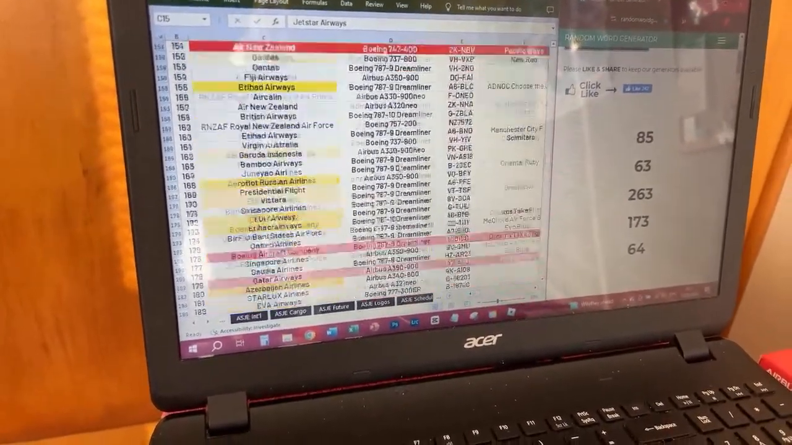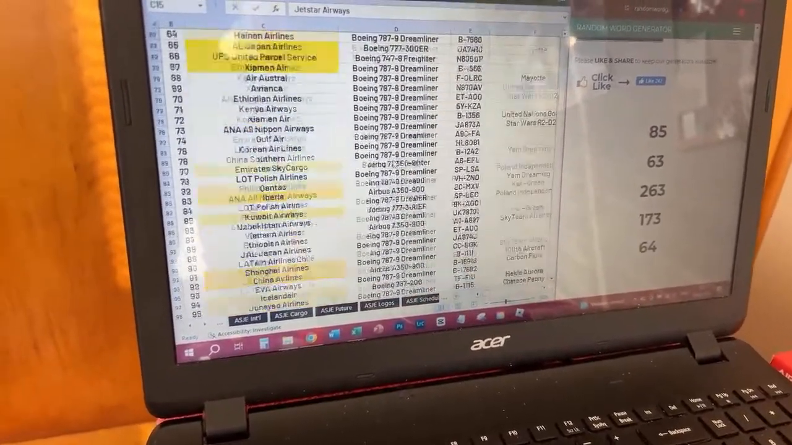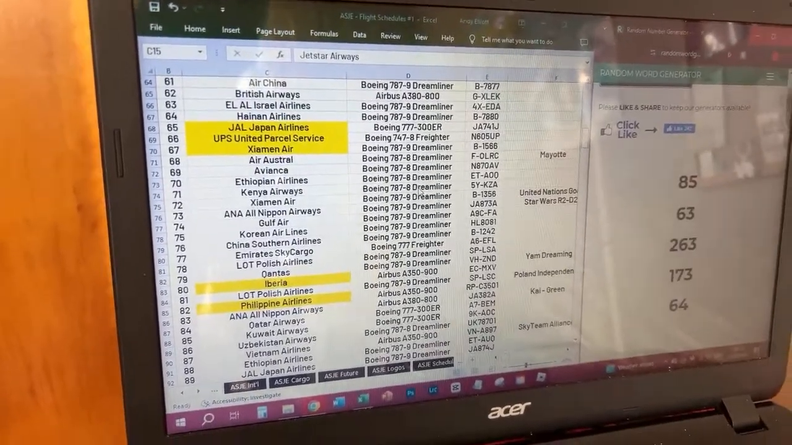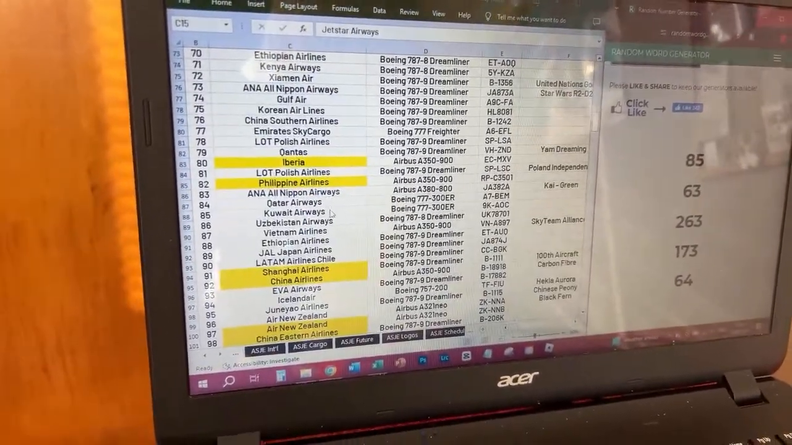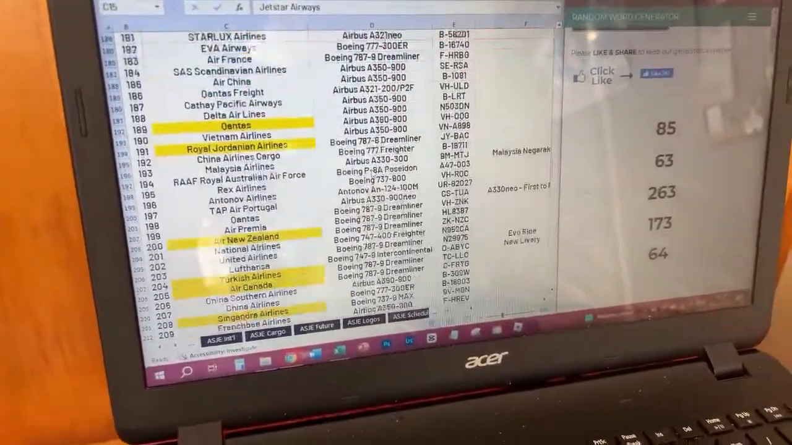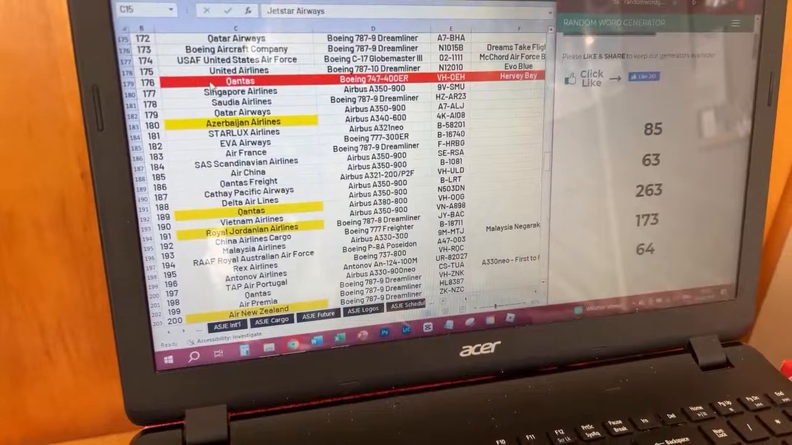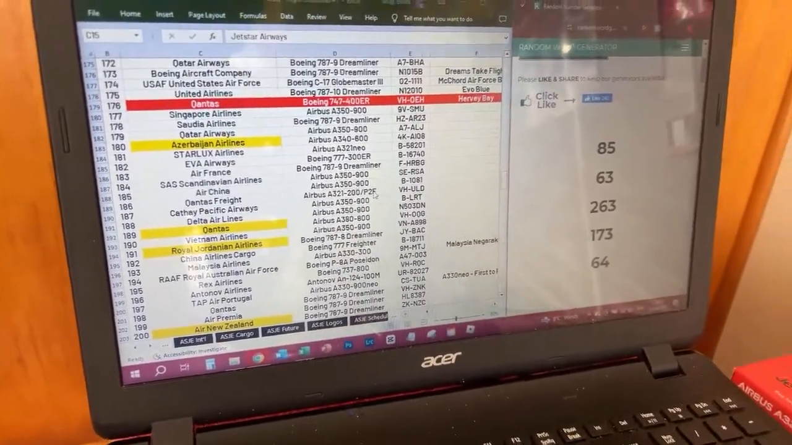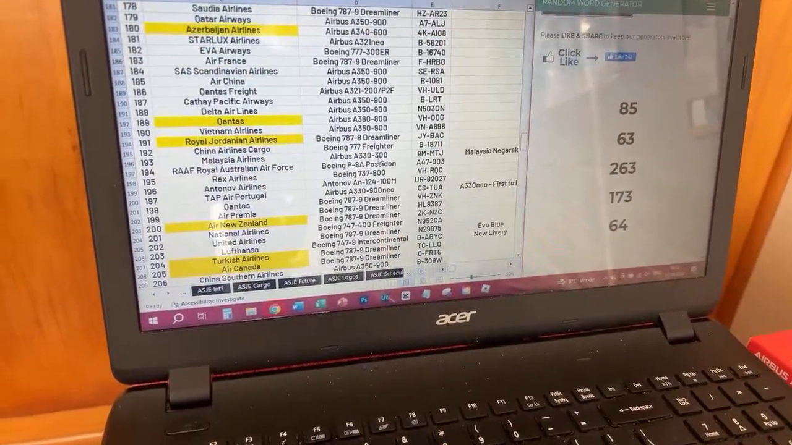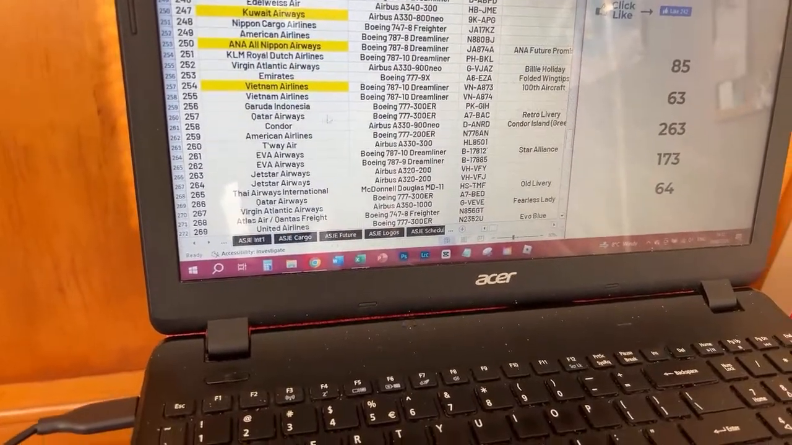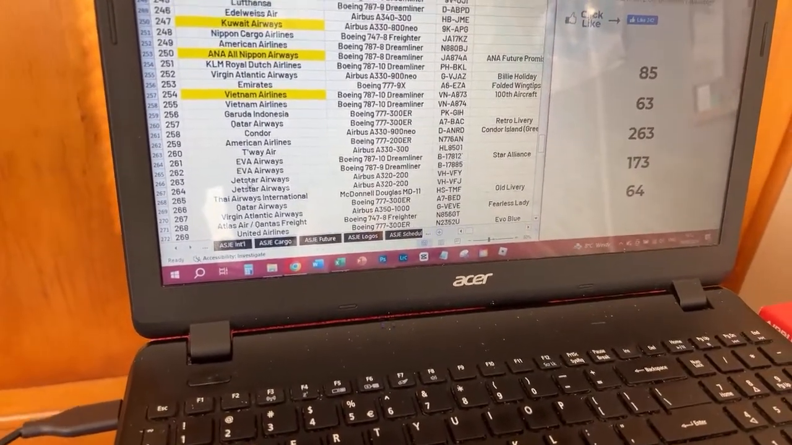So 85, 63 and 64 is while I'm up here. So 63, 64 and 85. Okay. 173 and 263. 173 is the house livery. This is the Dreams Take Flight livery. And 263, which is already out. Literally right there.